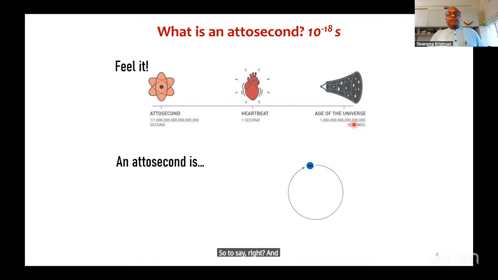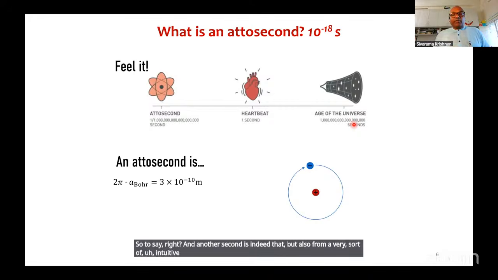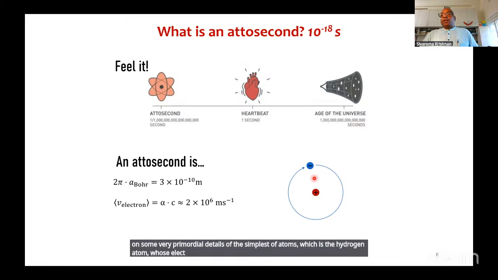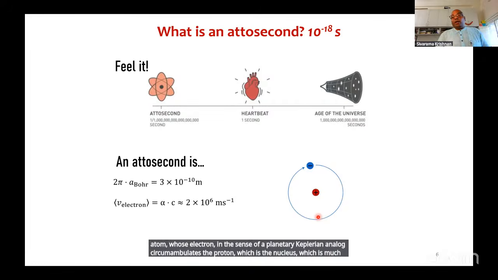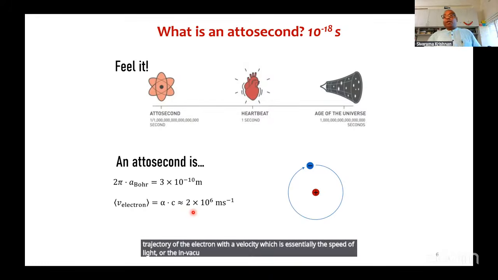And a nanosecond is indeed that, but also from a very intuitive perspective, high school physics or undergrad physics perspective, what is a nanosecond? We can place this time scale on some very primordial details of the simplest of atoms, which is the hydrogen atom, whose electron, in the sense of a planetary Keplerian analog, circumambulates the proton, which is the nucleus, which is much smaller than the trajectory of the electron, with a velocity which is essentially the speed of light, or the in vacuo speed of light, divided by 137.